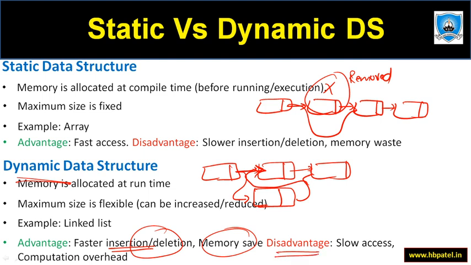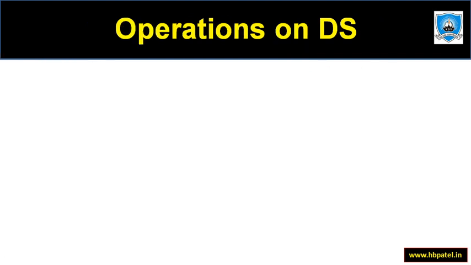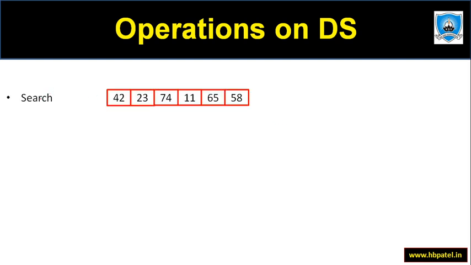And the disadvantage is access is slower. Alright, and because of these pointers, extra memory, there will be some computational overhead too in case of dynamic memory allocation. Now what are those different operations that we perform on data structure? So first is search, or sometimes they call it traversal. So first is searching a specific element or traversing through the list for a specific element.